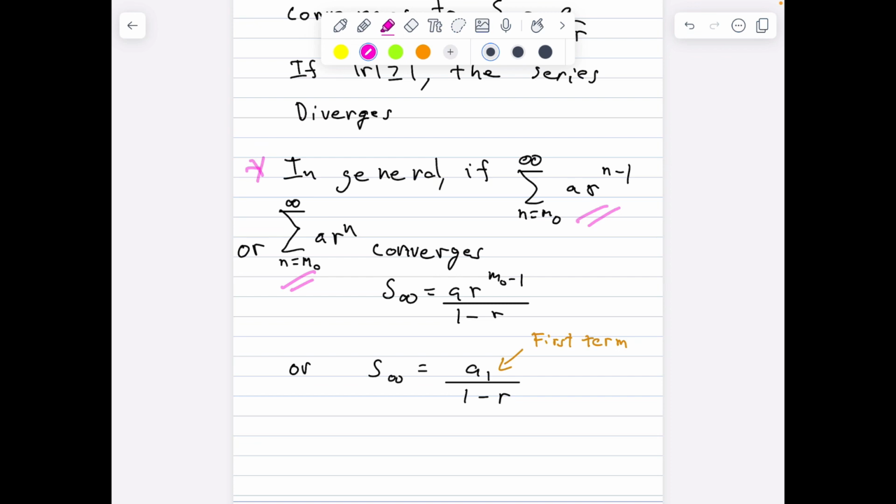The convergence is pretty much the same formula, except that the top term is no longer just a, it's a times r to the m naught minus 1, whatever m naught is, that number, over 1 minus r. Or if you prefer, sometimes some people write a1 over 1 minus r. Okay, so those are the tools that we'll be using.